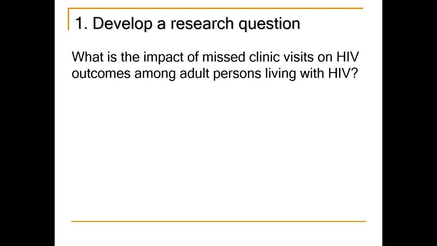How could it be better? What is the impact? Maybe defining that a little better. What are outcomes? Outcomes is pretty darn broad. And also, clinic visits. What kind of clinic visits? With whom? Is it with the nurse, the doctor, the social worker? It really is a bit vague, since persons living with HIV have lots of visits.